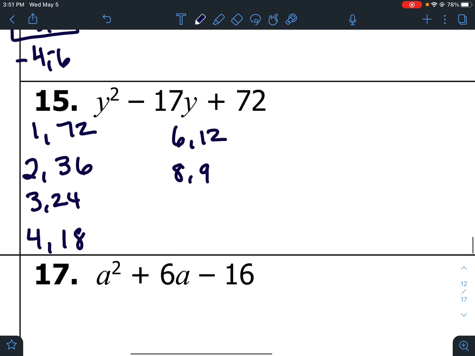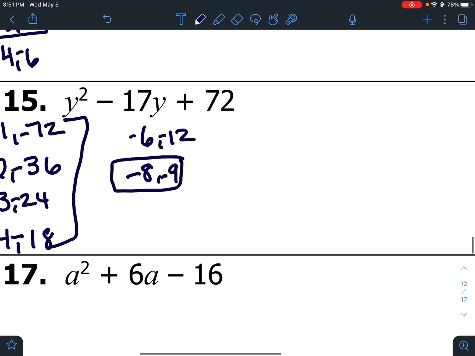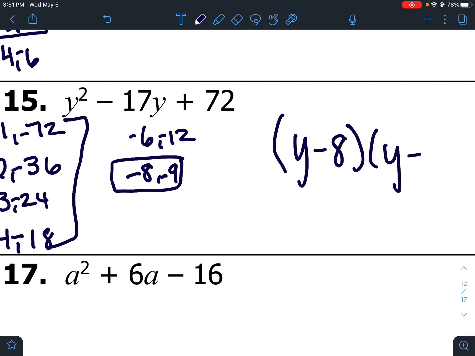All right, so let's try and figure out which one gets us to be negative 17. Once again, they're all negatives, so anything that's got a number above 17 is out. Negative 12 and negative 6, not it. That leaves us negative 8 and negative 9. Negative 8 plus negative 9 is negative 17. Here we go. Y minus 8 and y minus 9.